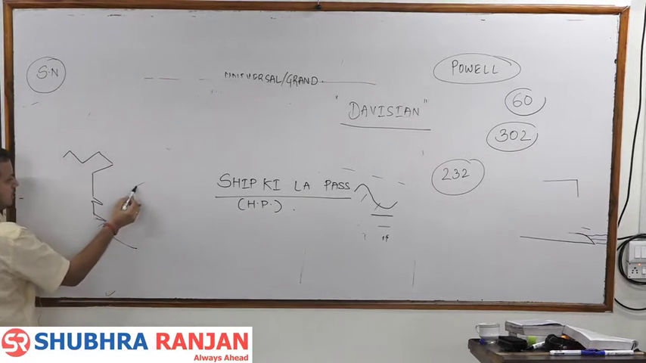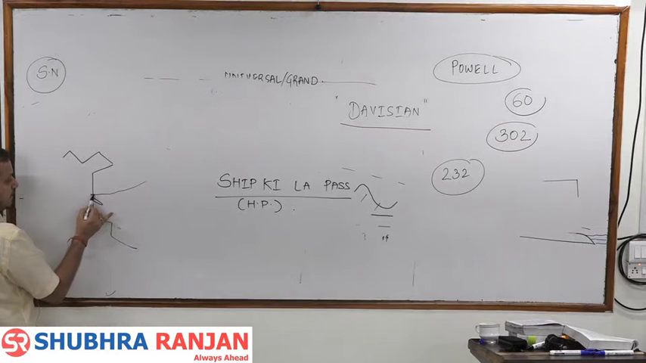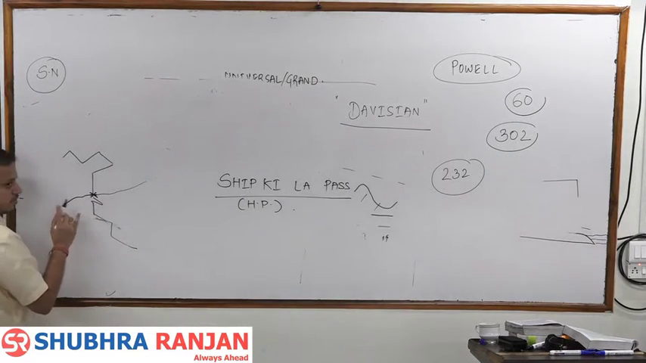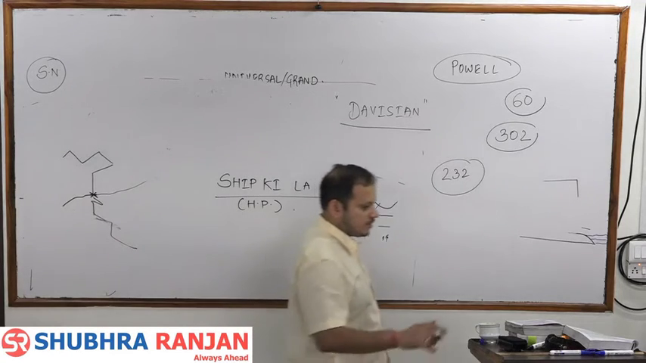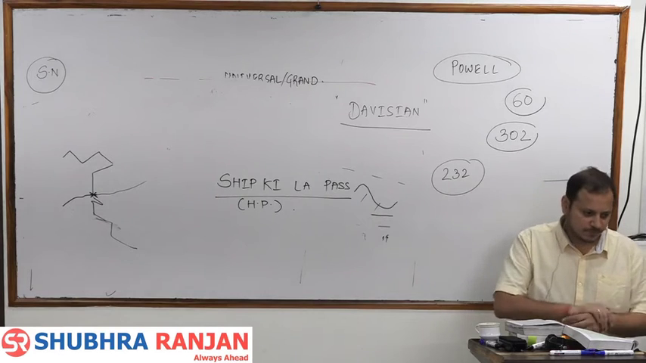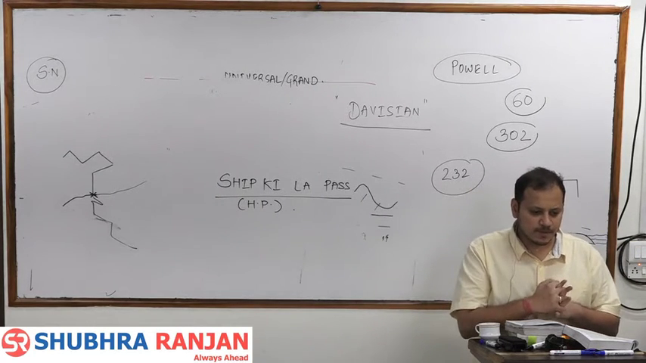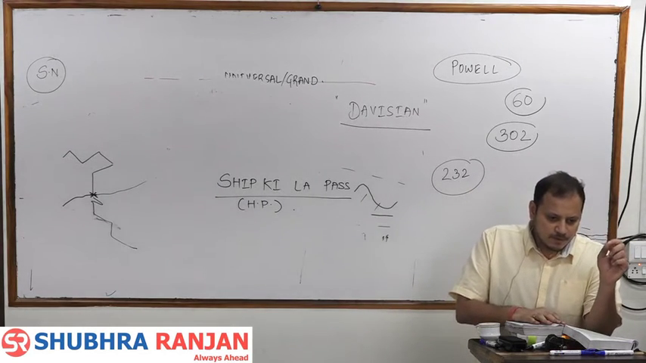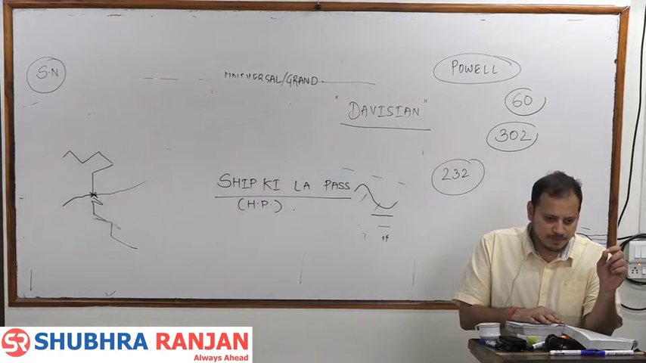If this is the river Satluj, it cuts Himalayas here and enters India through a pass which is known as Shipkila Pass in the state of Himachal Pradesh. Fine.